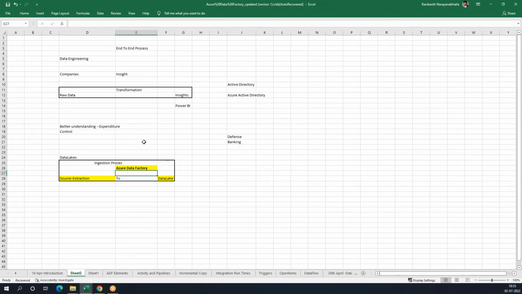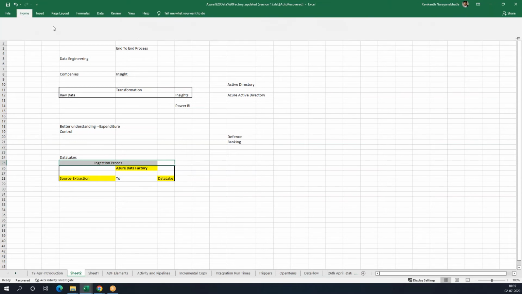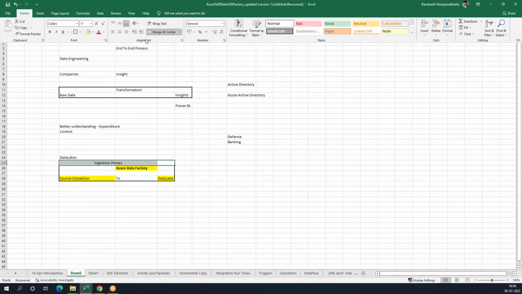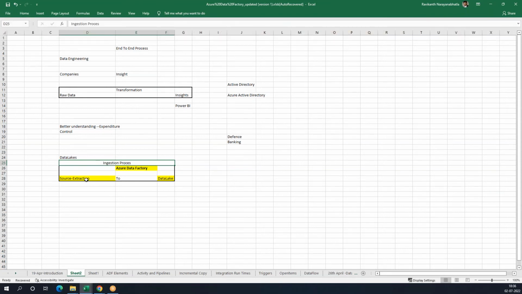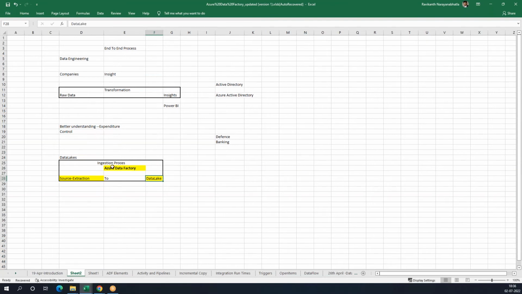So in this session, or I should say in this training, we will try to understand how to connect to different sources, and using Data Factory, we will dump the data into the data lake. So this is the ingestion process. Now you have the data in the data lake.